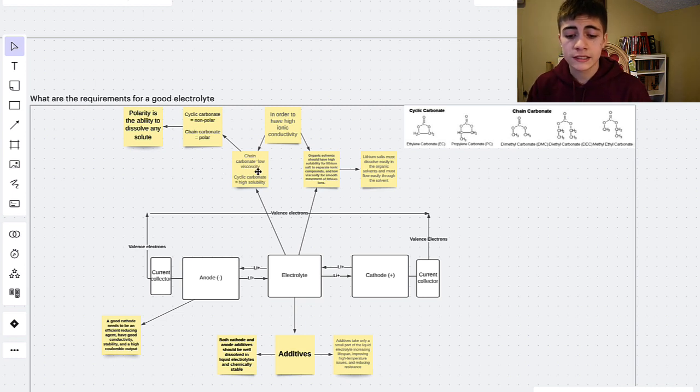What chain carbonates offer is low viscosity, meaning that the lithium ions can flow really easily through them. But cyclic carbonates, meaning ethylene carbonate and propylene carbonate, have high solubility, which means that they can cut the ionic bonds in the lithium salts pretty easily.